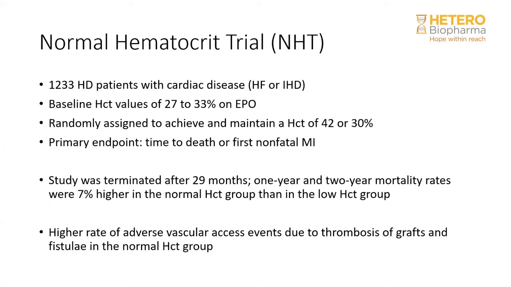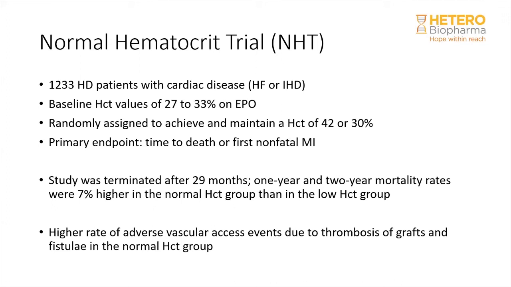So for the Normal Hematocrit trial, I'll just go through a couple of slides among these trials. It was one of the largest trials trying to establish the best hemoglobin target to achieve. There were 1,200 patients on hemodialysis with a baseline hematocrit value of 27 to 33, that is between 9 to 11 gram per deciliter. They were randomized to achieve either a higher target, more than 13, or around 10. The primary endpoint was time to death or non-fatal MI.